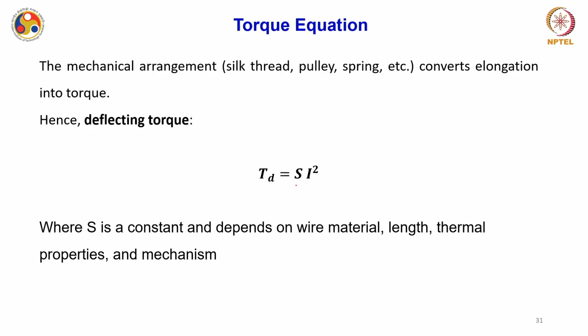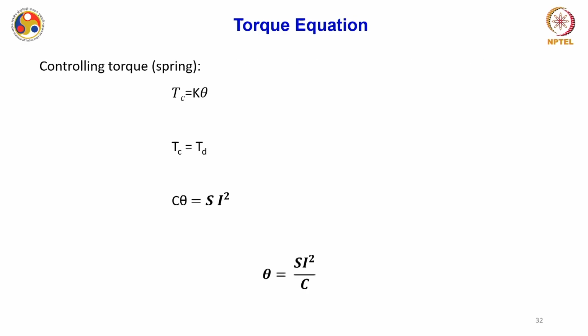I am calling this equation 7. This S is a constant and depends on several factors of the wire, like what material this wire is made up of, what its length is, what its thermal properties are, and what the mechanism of expansion is. So, the deflection torque can simply be given by this equation 7, where TD is equal to S I square.